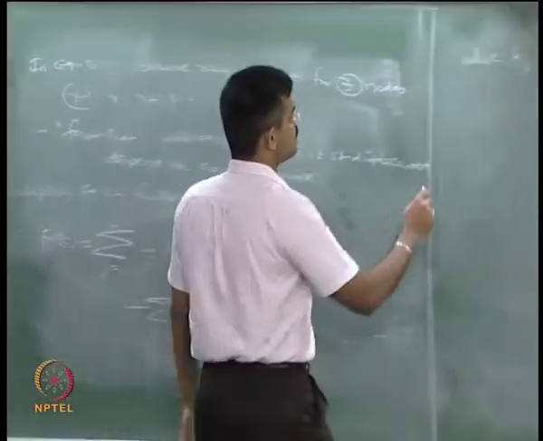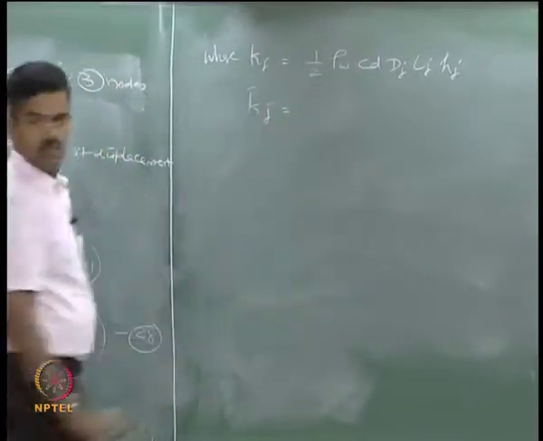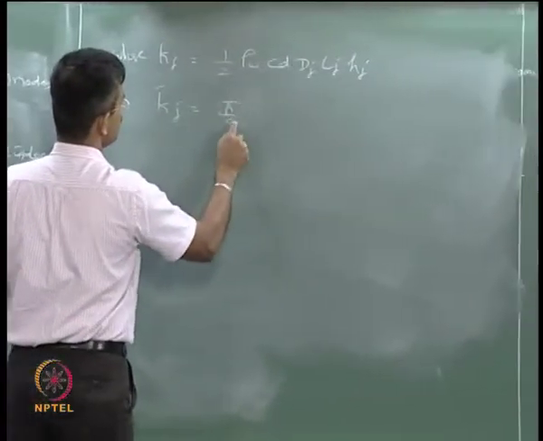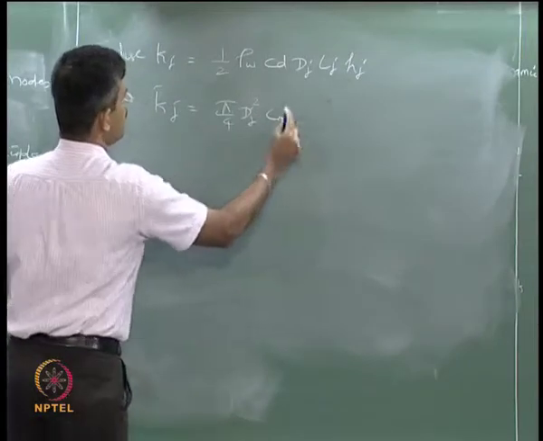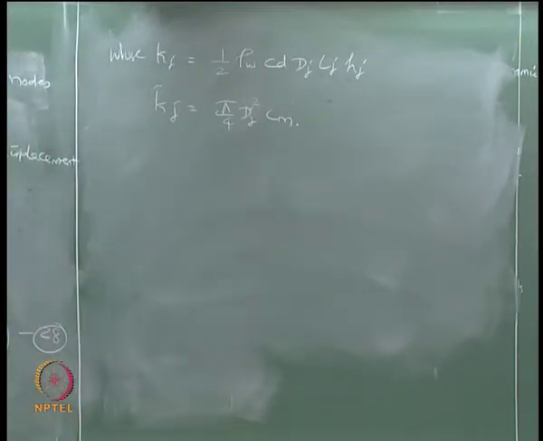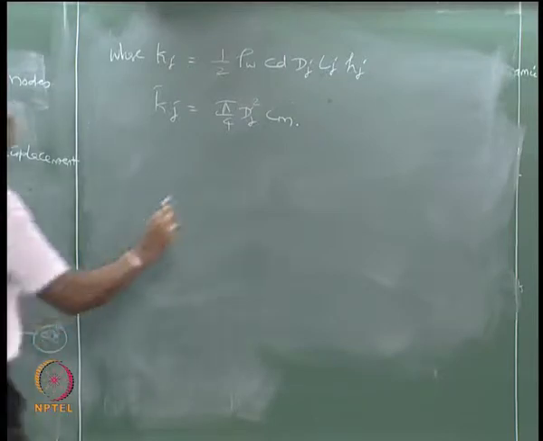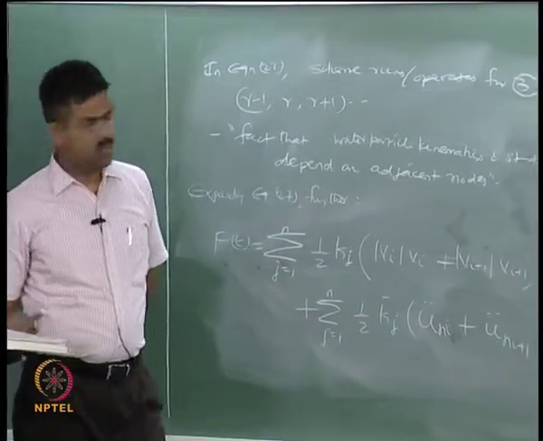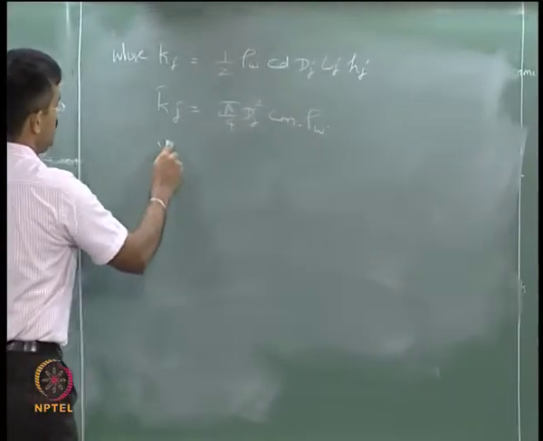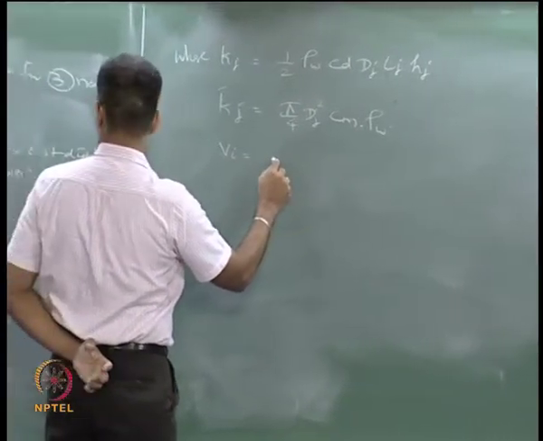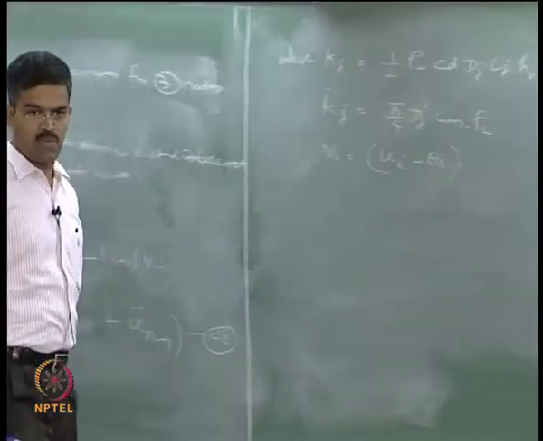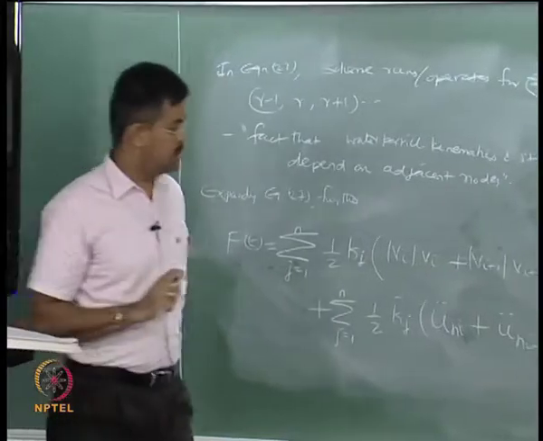And k bar j, obviously you can write this with an inertia component, which will be pi d square by 4 Cm, and of course rho w. Nevertheless, we can write Vi in this equation as Ui minus theta dot, that is a relative velocity, theta h of i.